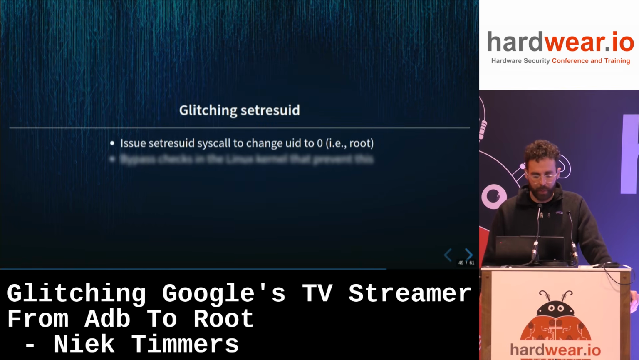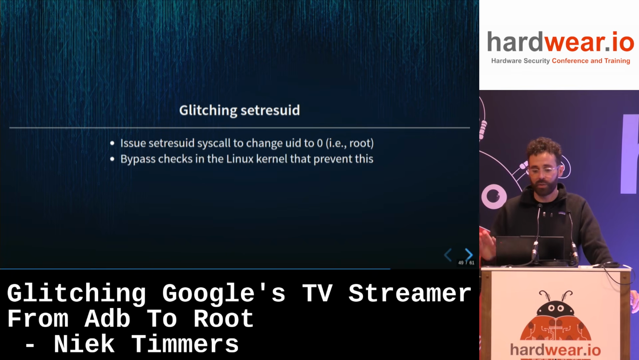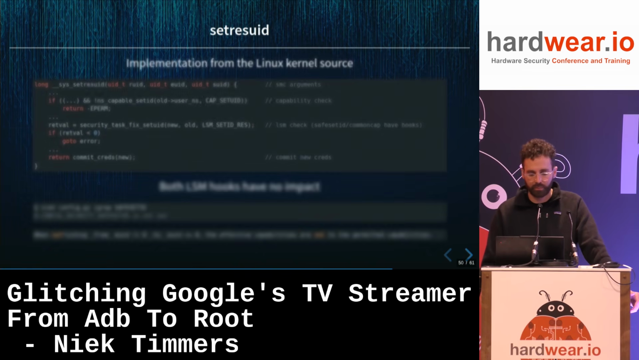So how do we get root? We issue the setuid syscall. This is the same one we used on Linux, in order to set the UID of the running process to root. This syscall is a little bit more complex than that, but for you it's enough to take away that this allows you to set the UID to any other UID, as long as you have the privileges, of course, because otherwise the kernel says, yeah, fun that you want to set yourself to root, but that's of course not allowed from a process that's running in the ADB shell. So this is exactly what we need to circumvent in order to get root with the glitch.